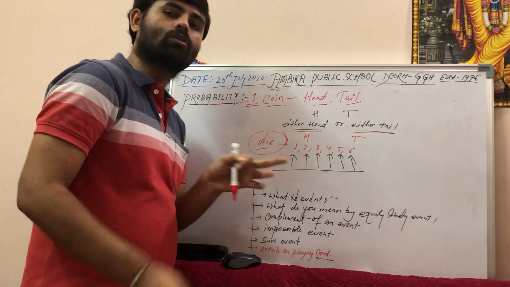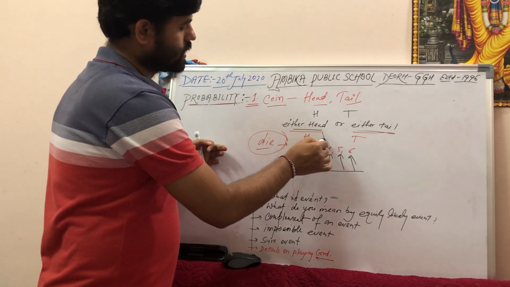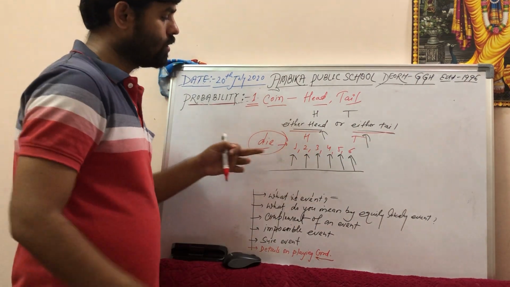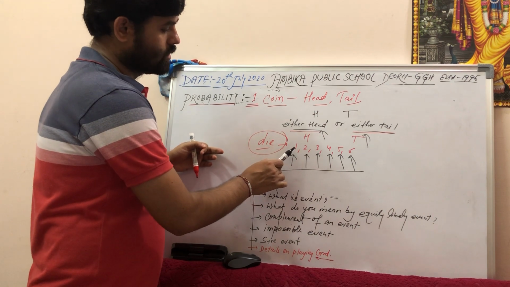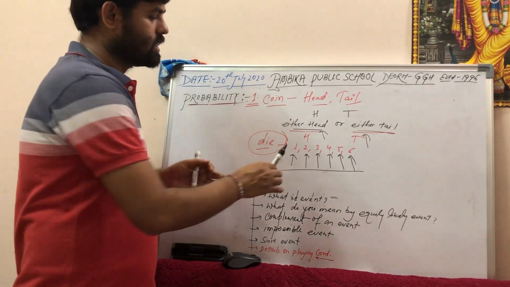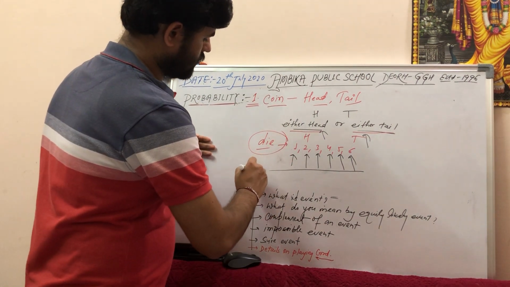Every number has an equal chance. I am not sure. So here also you have seen the chances of coming head and the chances of coming tail are equal. Here also you have seen that the chances of coming 1 is the same as the chances of coming 2, which is the same as the chances of coming 3. So this is also called equally likely.